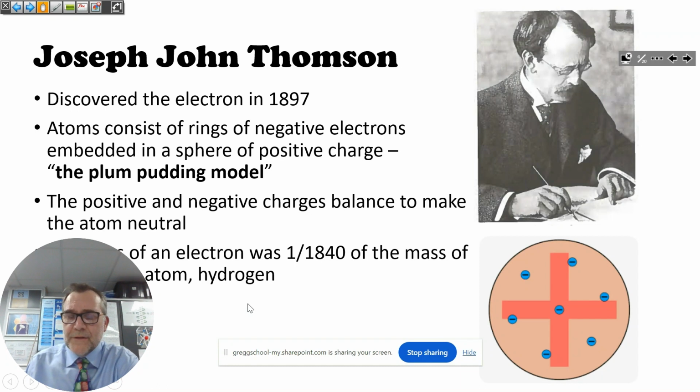So he suggested a plum pudding model where the whole atom is positive and it has these negative electrons embedded in the atom. He also showed that the mass of an electron was absolutely tiny, 0.0005 of a proton, or as you can see, 1 over 1,840. He was very proud of his plum pudding model, and he was known to arrange parties with his students, and after a feast at Cambridge University, all of his students got served plum puddings for pudding.